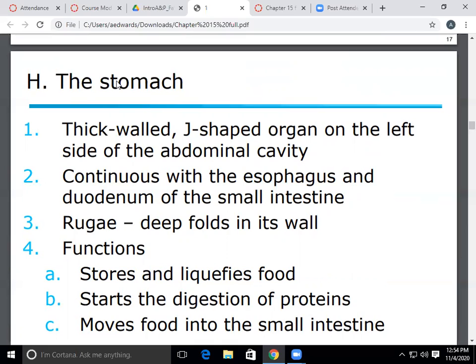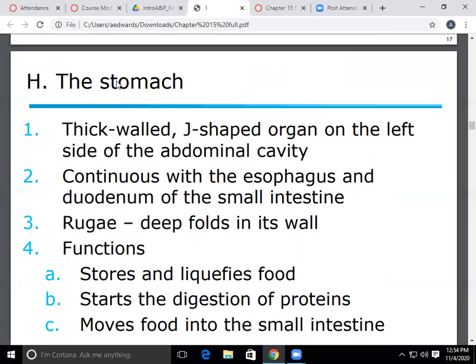Now the folds in the wall, you'll see all these little wrinkles in the wall of the stomach. We call those rugae. So is it kind of like the brain when it had the gyri and the sulci? It's very similar, except here we don't really differentiate between the curves up and the curves down. Okay.